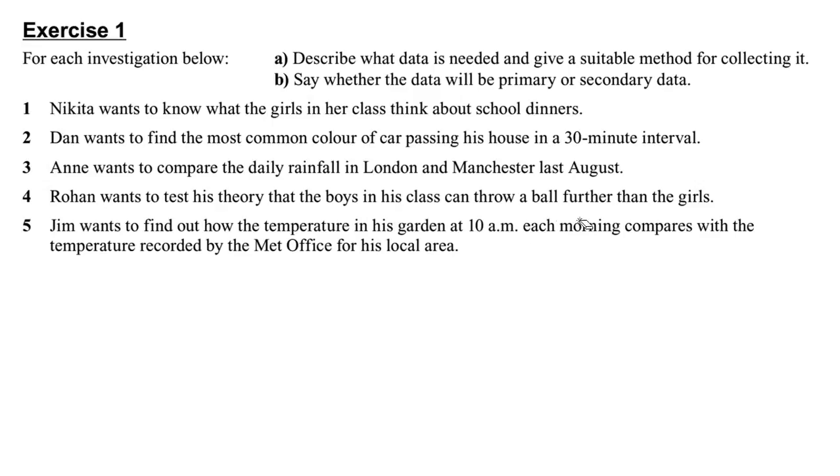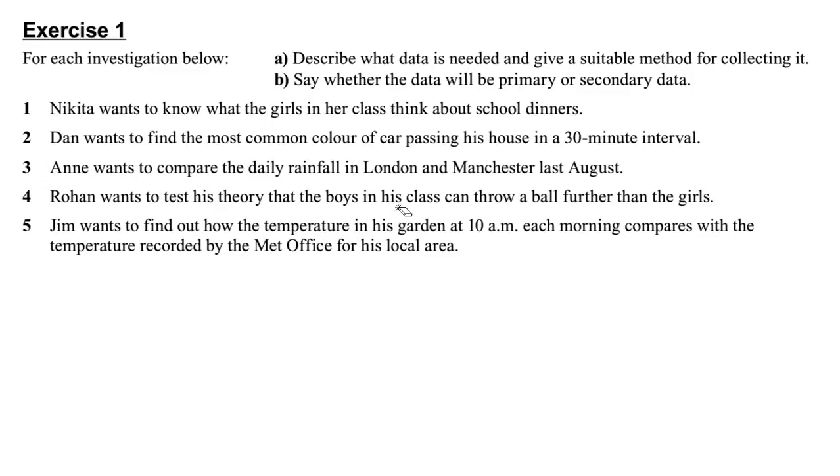He's going to take some measurements. He's going to get the girls to stand at a point and the boys to stand at a point, and he's going to give them a ball each, and they're going to throw as far as they can. And then Rohan is going to measure how far the ball has fallen from where the boy or the girl is. Okay. Now, this is going to be primary data again because he's going to collect it himself. Or even if they collect it for him, it's still primary data because he's the one who organized it. They're doing it experimentally.